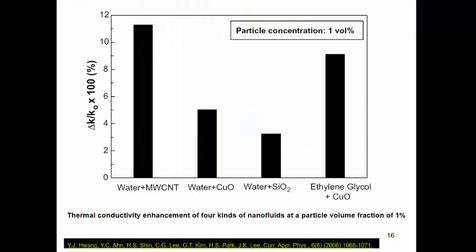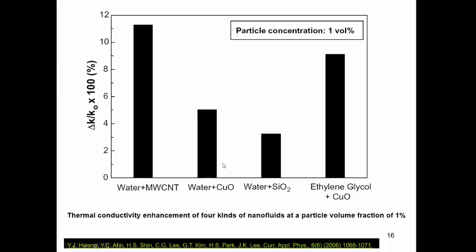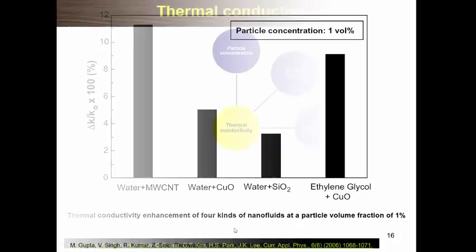This figure shows the thermal conductivities of various nanofluids. For water-based nanofluid, MWCNT nanofluids has the highest thermal conductivity, whereas silica nanofluid has the lowest thermal conductivity. This result shows that the thermal conductivity enhancement of nanofluid is higher for nanoparticles with higher thermal conductivity. In case of copper oxide nanofluid, the thermal conductivity enhancement of ethylene glycol-based nanofluid is higher than that of water-based nanofluid. Therefore, adding nanoparticle is more effective for a fluid which has lower thermal conductivity.